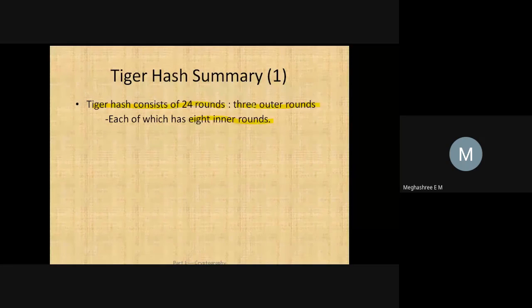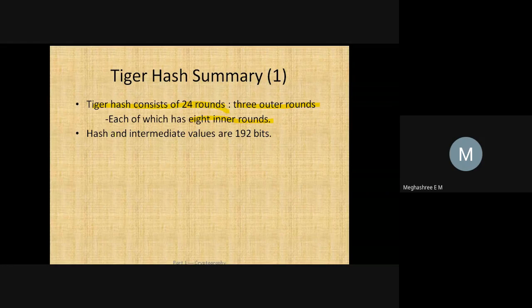Okay, so that means 3 into 8, how much? 24. In total, it consists of 24 rounds. Next, whatever intermediate value or the hash value that we obtain from each round will be of 192 bits.